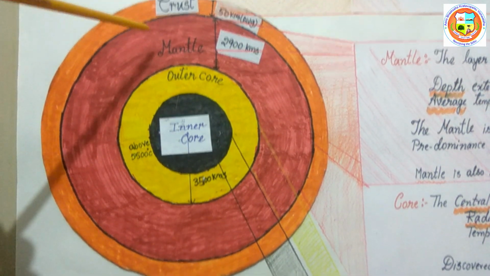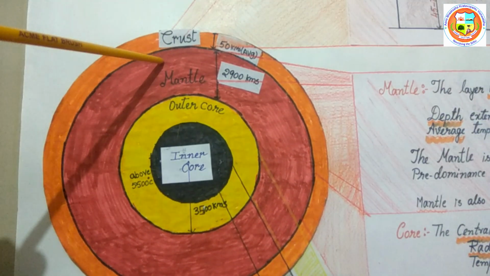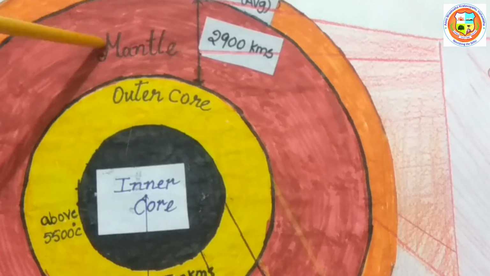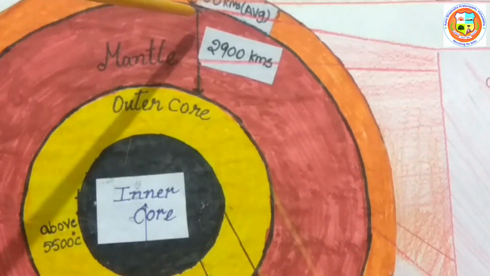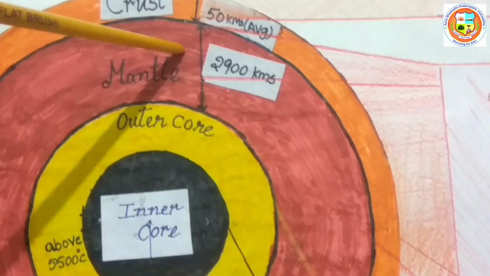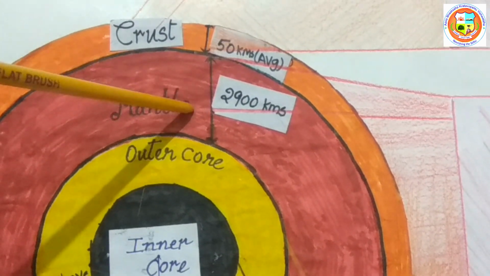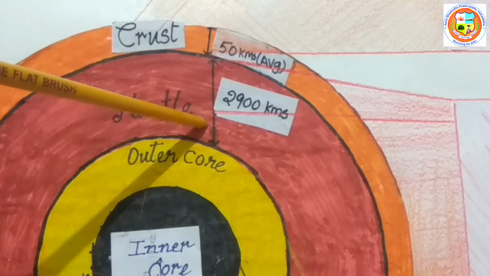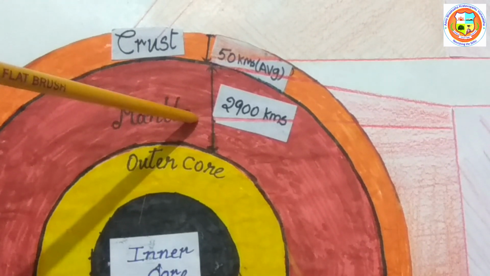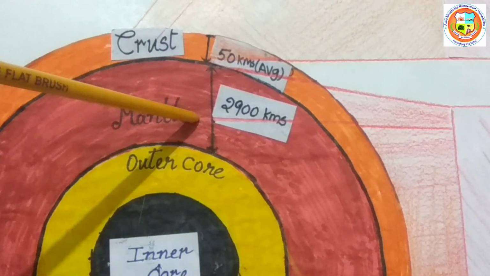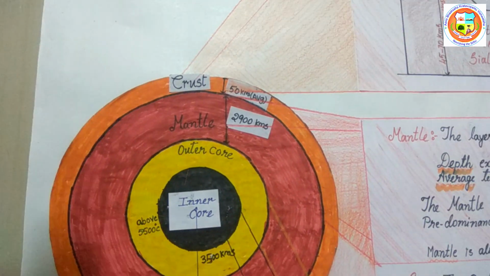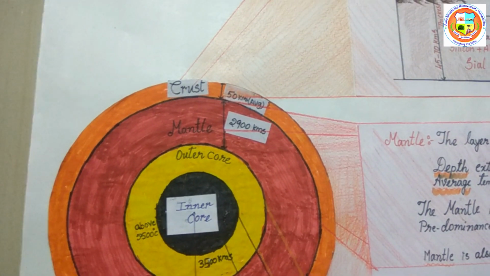So the next highly viscous layer is called the mantle, and the depth of the mantle is nearly 2900 kilometers. The depth extends up to 2900 kilometers here. Now we will get to know about the mantle in depth.